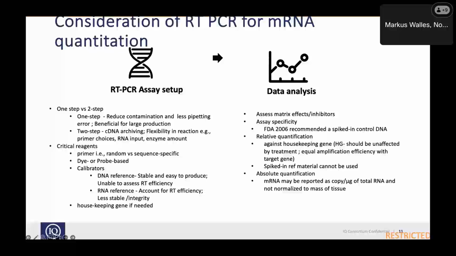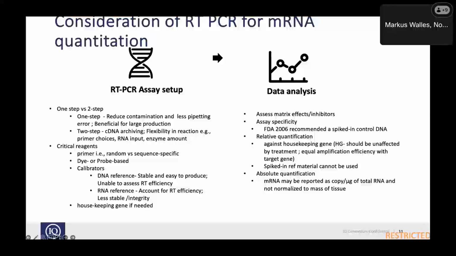As for the analysis of the data generated in the RT-qPCR, it's important to keep in mind potential impact of matrix effect and/or the presence of PCR inhibitors that can come from the extraction process itself. As for assay specificity, there is a recommendation from the FDA from 2006 for the use of spiked-in DNA controls.